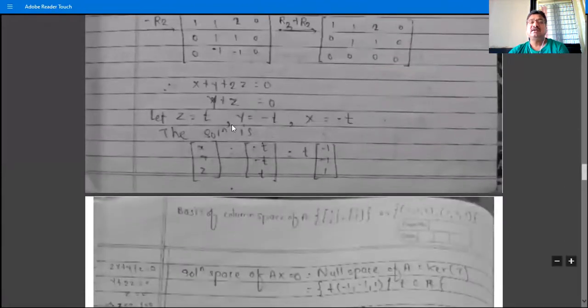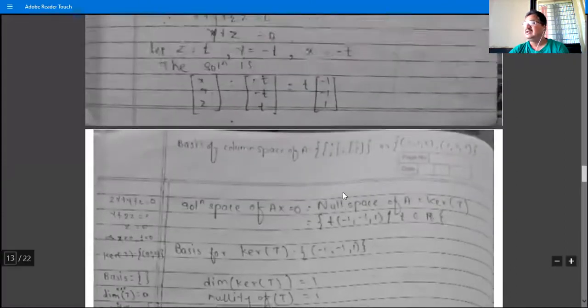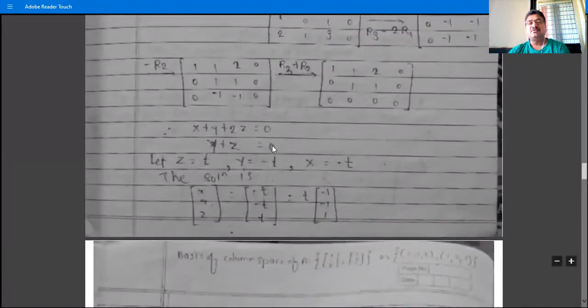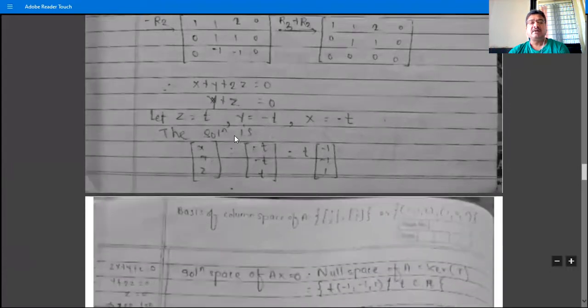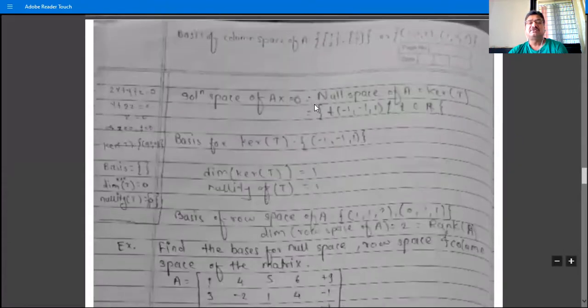And if we assign three variables, then the basis of the kernel of T contains three linearly independent vectors. So if we assign no vector, that is, after rewriting the equation, the number of equations is equal to the number of unknowns. In that case, we have x equal to 0, y equal to 0, and z equal to 0. And in that case, the null space of A, or solution space of Ax = 0, is equal to the kernel of T, which is equal to, in curly brackets, only (0, 0, 0).